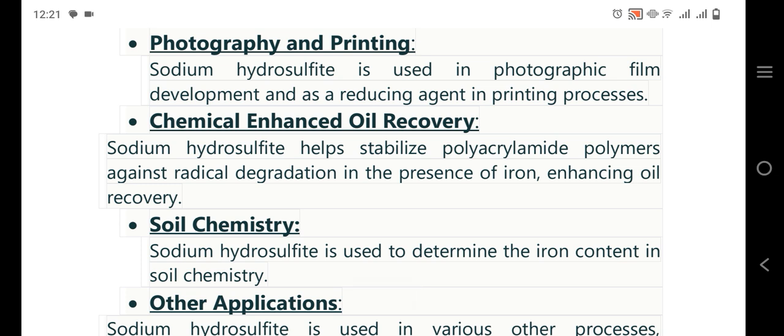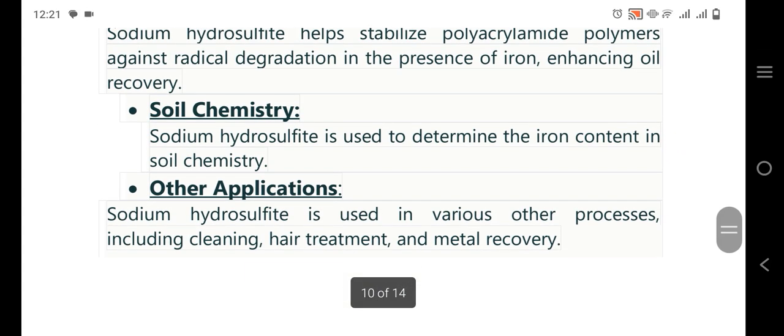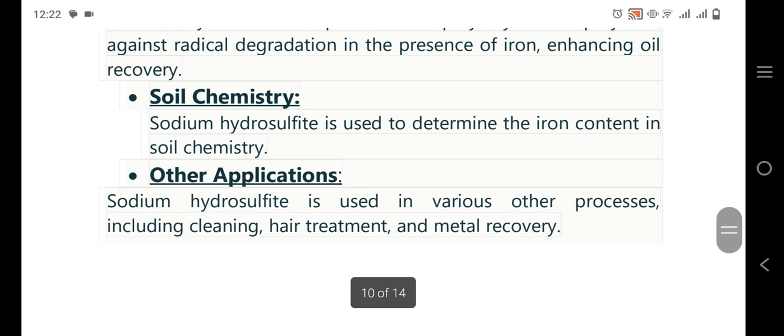The next one is chemical enhanced oil recovery. Sodium hydrosulfite helps stabilize polyacrylamide polymers against radical degradation in the presence of iron, enhancing oil recovery. In soil chemistry, sodium hydrosulfite is used to determine the iron content in soil.